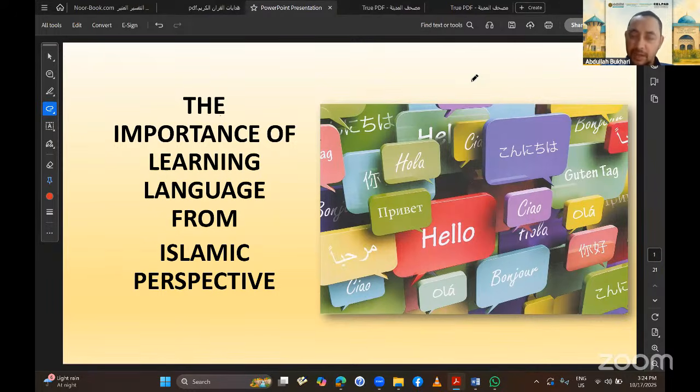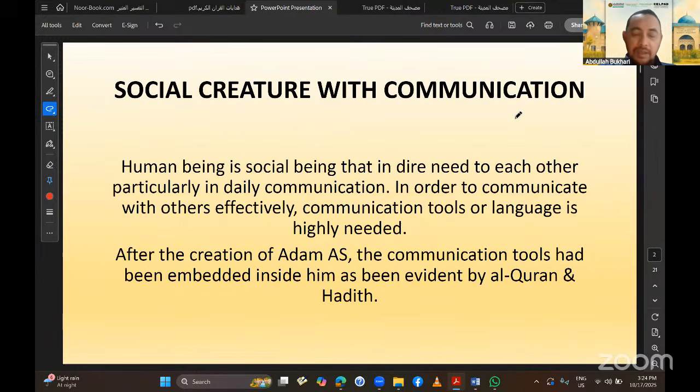To start with, as an introduction, we have to know that we human beings are social creatures. Social creature means that we cannot live alone in this world. We need to mix and communicate with people. And in order to communicate, of course, we have to learn language. So that is why one of the important elements of CELPAD is to teach you the languages that can be used as tools of communication in this university.